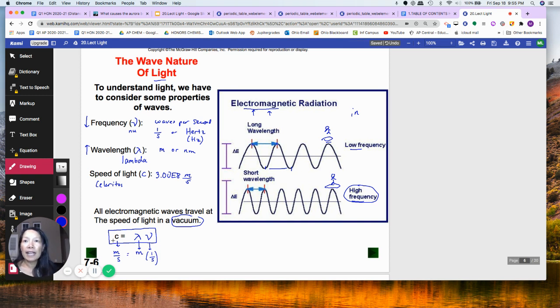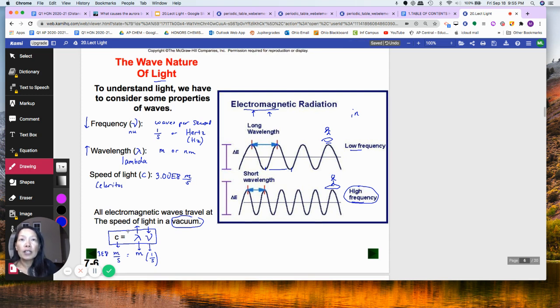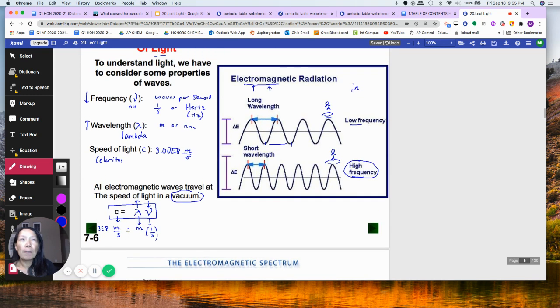Also, the speed of light is a constant. It is 3e8. That means it will not change in a vacuum. Therefore, if the wavelength goes up, it's longer, it will not be as frequent. The frequency has to go down to make it equal to the same number all the time. Okay? So let me talk about what electromagnetic radiation is.